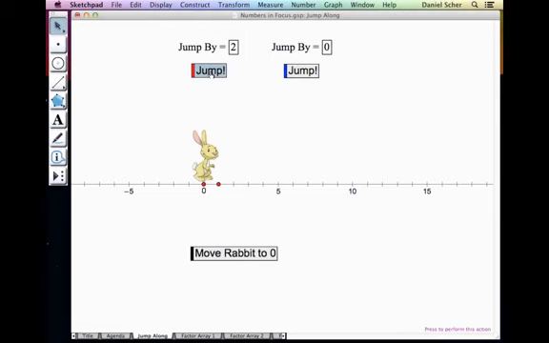Well, let's move the rabbit back to 0 and ask a different question. Is it possible for the bunny to hop just to the odd numbers? Well, notice we have 2 different jump bys. We've been keeping the second one equal to 0, but let's try changing this one. In fact, let's make it equal to, say, 1. So now if we do a jump by 1, and we land at 1, well, now with this jump of 2, we can go from 1 to 3 to 5, and we can hit all the odd numbers, again jumping by 2, but starting at 1.